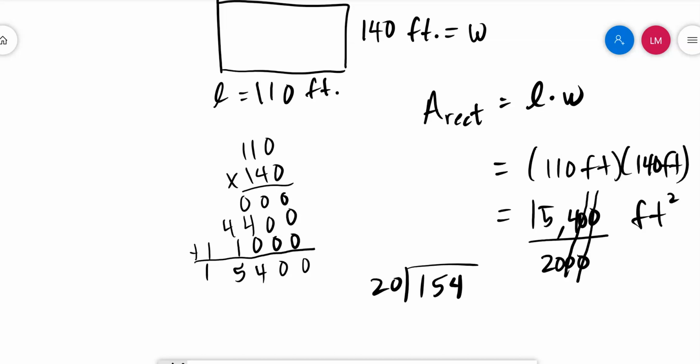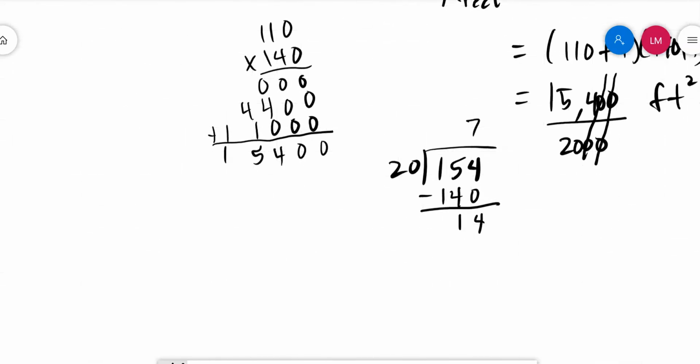Okay, so 20 goes into 154 seven times, for 140. That leaves me with 14. And then I'm going to put a decimal and a 0, bring down my 0, and it's going to be 7.